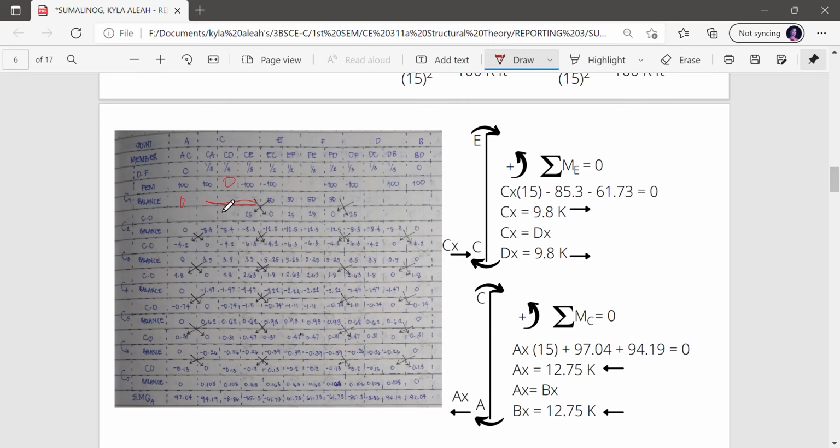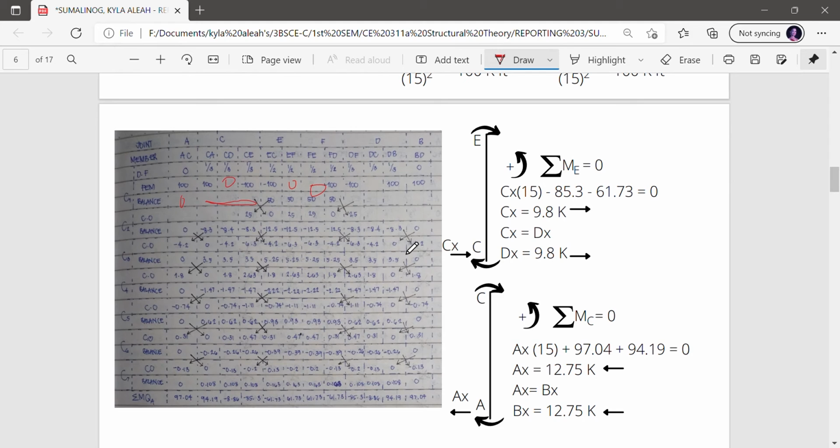And on the joint E, we have here FEM is -100, right? Times -1/2, that would be 50, since 100 divided by 2 is 50. So that's how we get that. Anyway, it's 0 in here. So the same process with everything on the other joints.